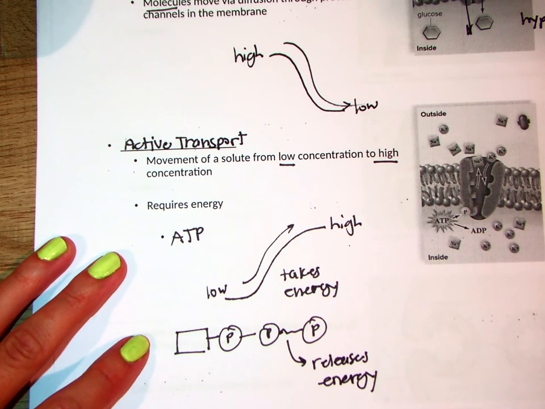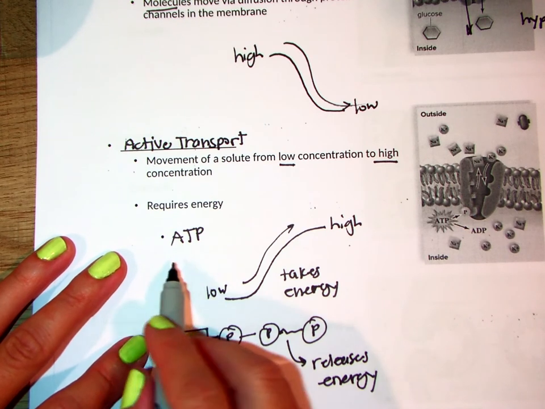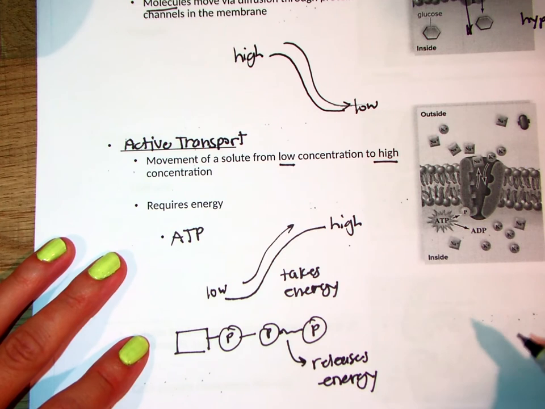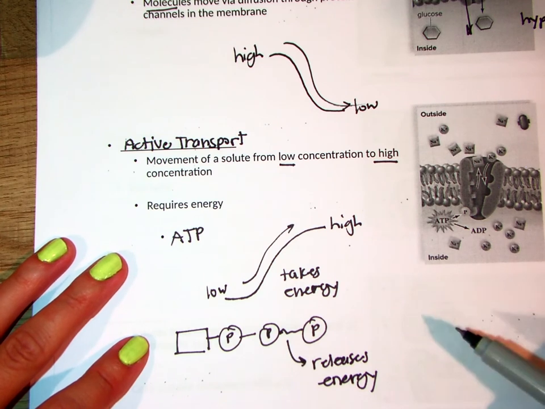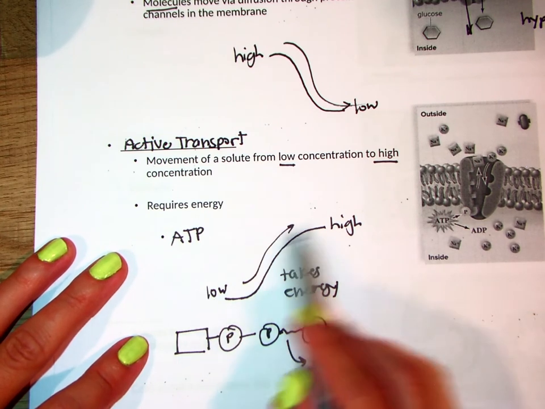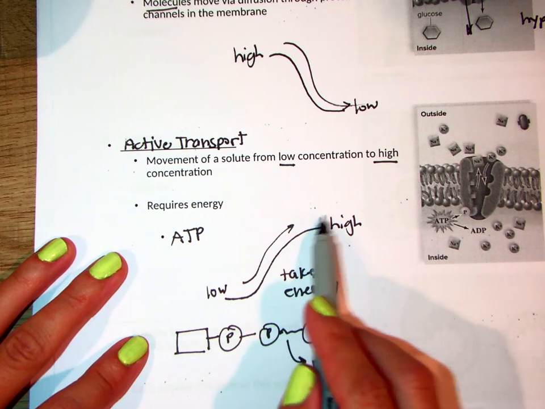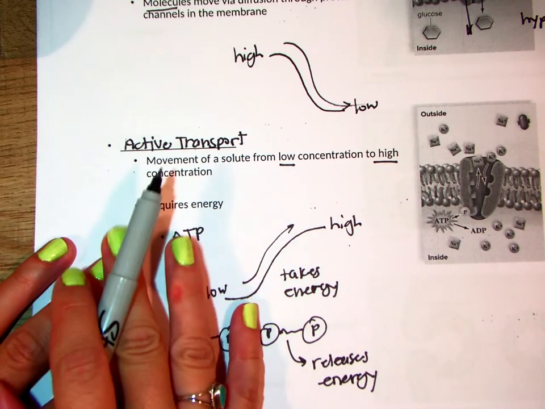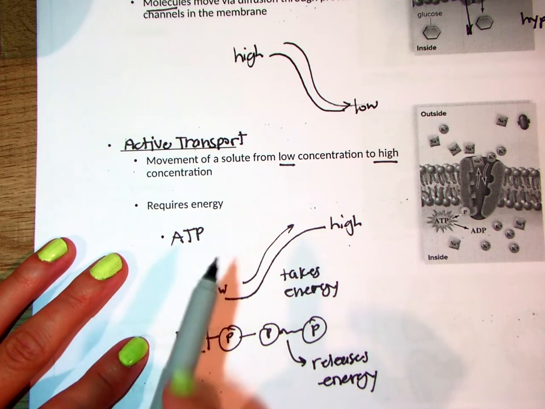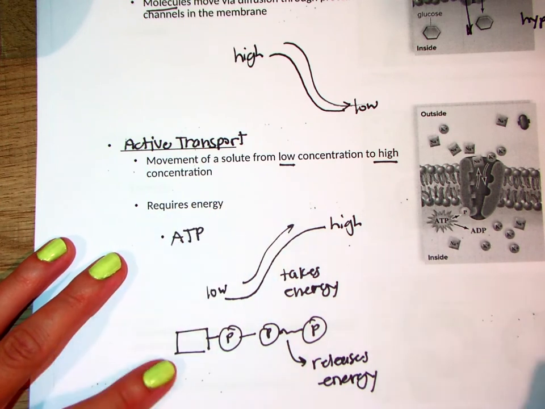So that's just one example of where ATP is used, is to pump these solutes against their concentration gradient from low concentration to high concentration, which is not the natural motion of molecules. And again, it requires energy in the form of ATP.